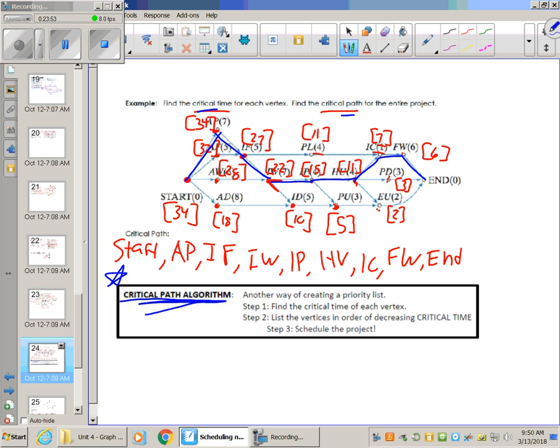These last two examples we're going to do together are very similar to what you're going to see on the test. So, step one is to find the critical time for each vertex, and step two is to list the vertices in order of decreasing critical times. And then step three is we're going to use that to schedule our project. You see what I mean once we do an example.